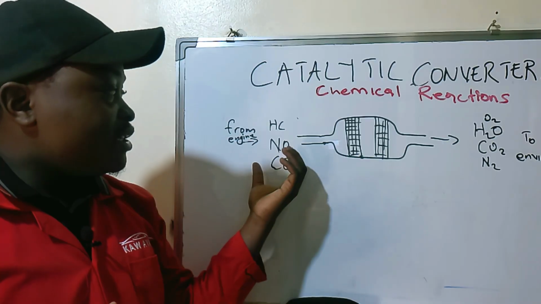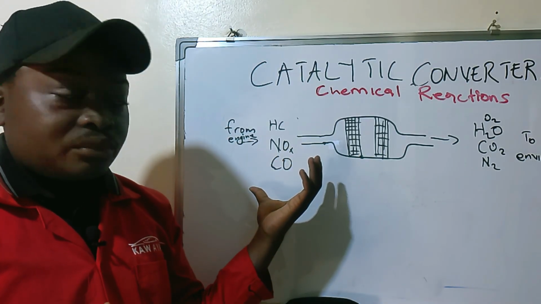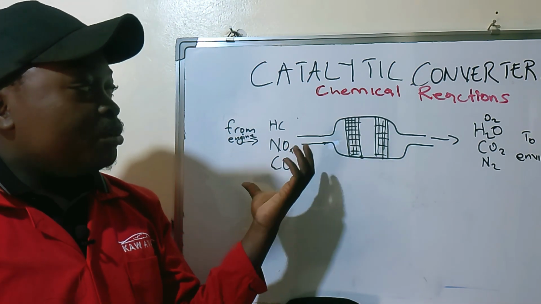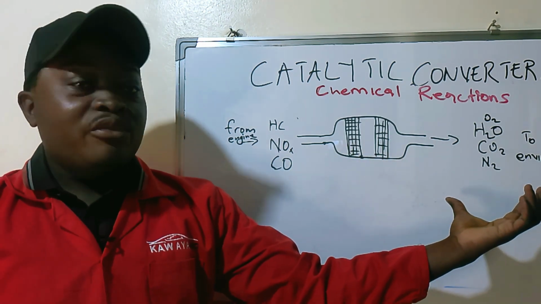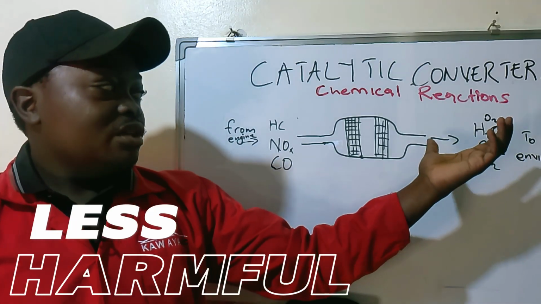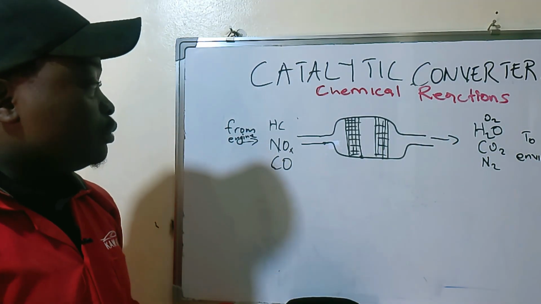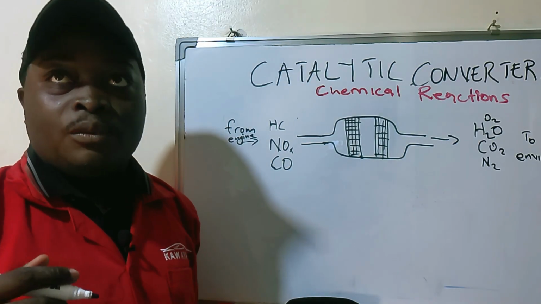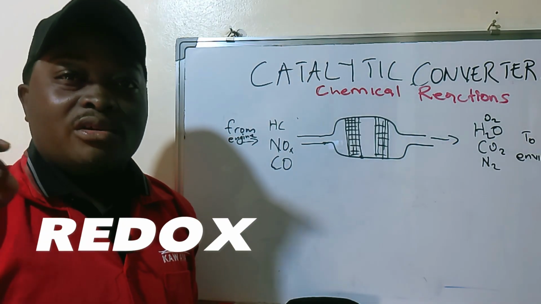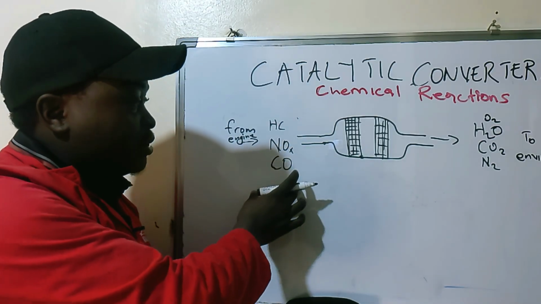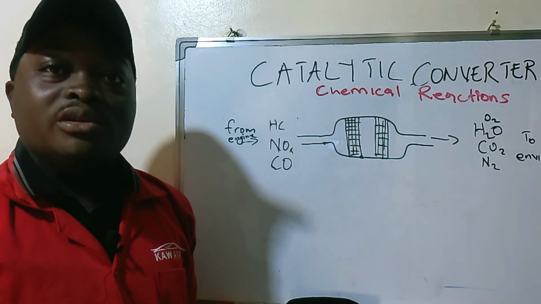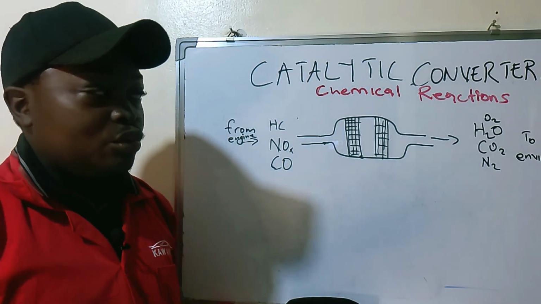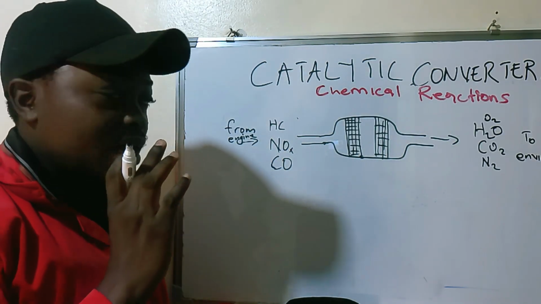So these substances produced cannot go to the environment directly because they'll cause harm. So we need a catalytic converter to purify them and produce less harmful substances: oxygen, water, carbon dioxide, and nitrogen. Okay, so how does the catalytic converter do it? The catalytic converter does it using what we call a redox reaction, reduction and oxidation. So from these compounds, oxides of nitrogen are reduced and hydrocarbons and carbon monoxide are oxidized to give less harmful substances.